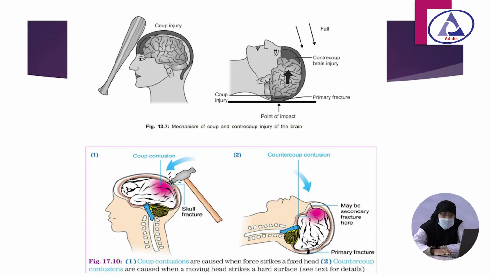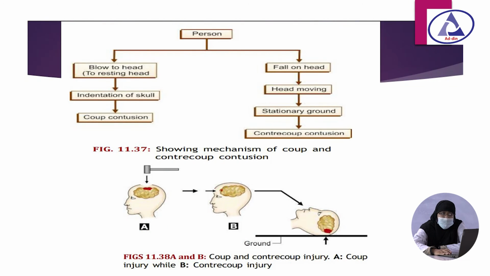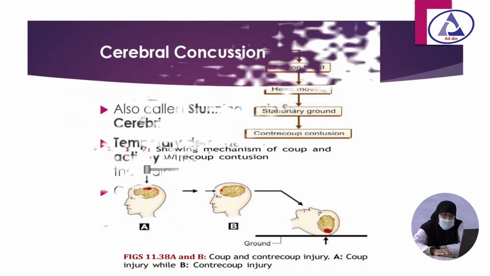Coup lesion is caused when forces strike a fixed head. In case of contra-coup, it occurs when a moving head strikes a hard surface. When a person gets a blow on a resting head, indentation of the scalp occurs, resulting in coup contusion, and when a person falls on the head and the head is moving, the ground is stationary, resulting in contra-coup contusion.